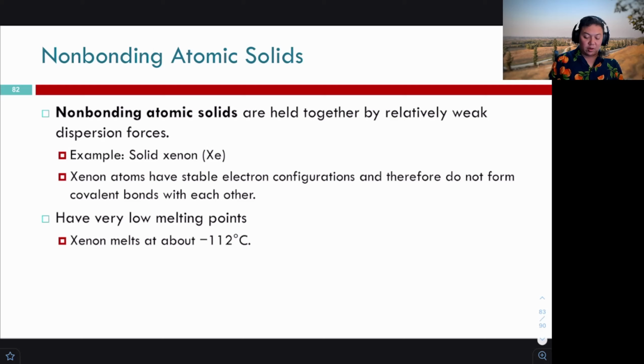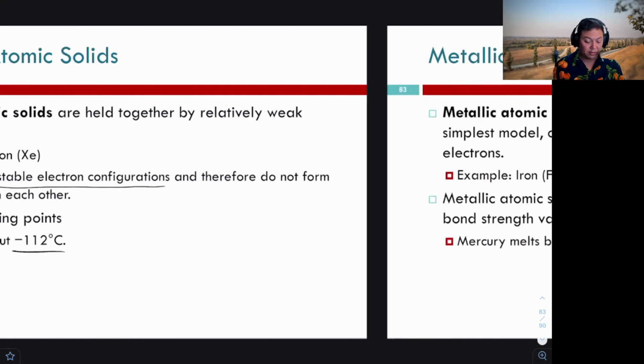Non-bonding atomic solids are held together by relatively weak dispersion forces. So xenon atoms have a stable electron configuration because they're a noble gas, right? So they've got 8 valence electrons, very stable. Because of that, they don't form covalent bonds with each other. And their melting point is negative 112 degrees C. So diamond melted at 3,800 degrees C. This melts at negative 112 degrees C. Quite a bit different.